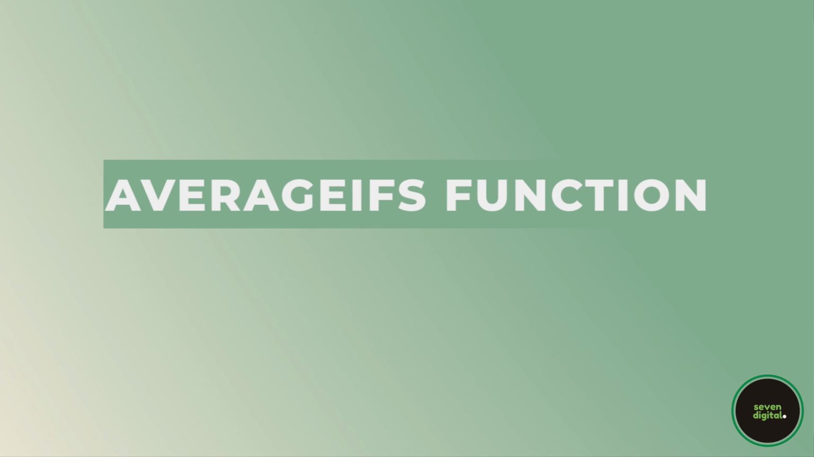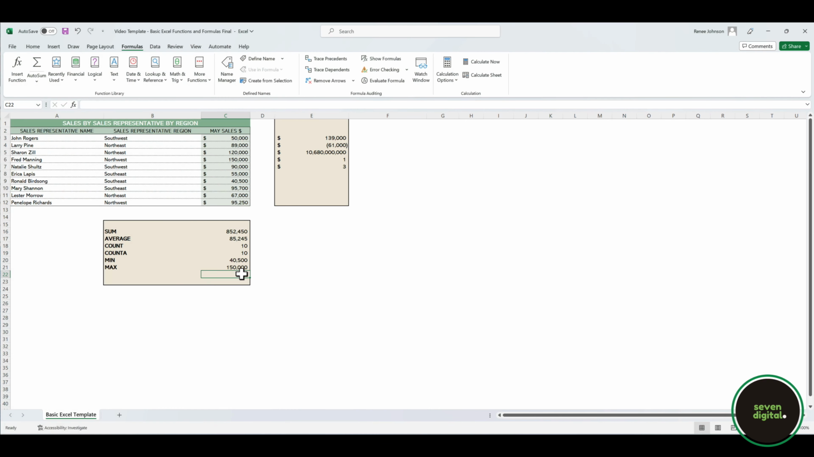Okay, so now let's say I wanted to do something a little bit more complicated. Let's say I wanted to get the average sales for the sales reps that are in the Southeast region. So to start off, let's type in equals average.